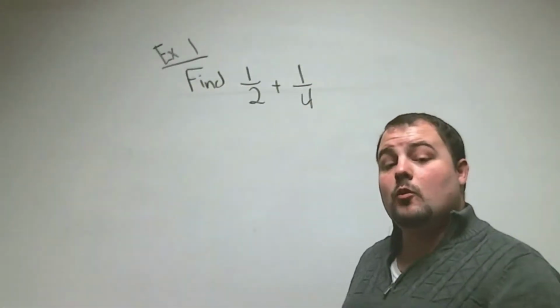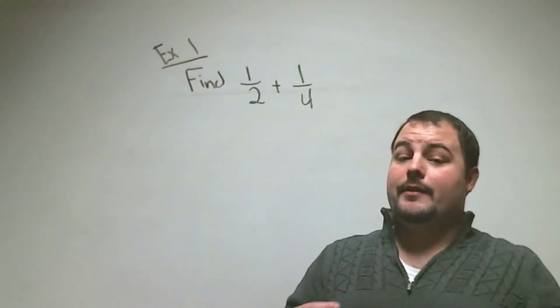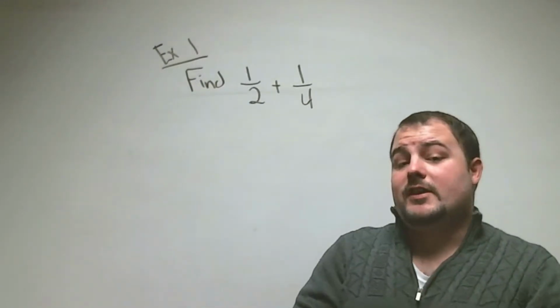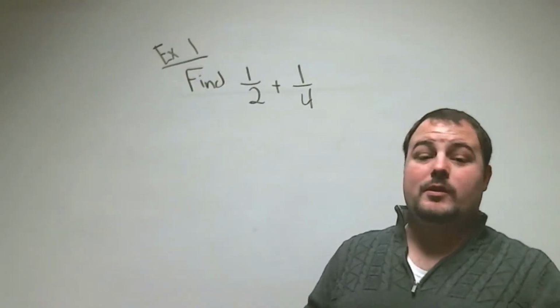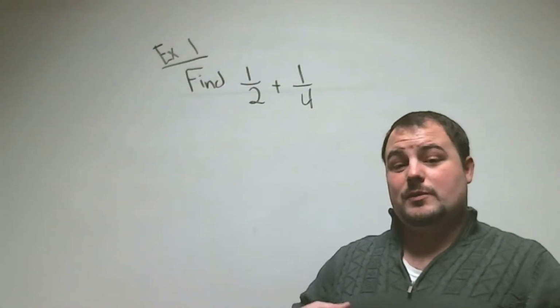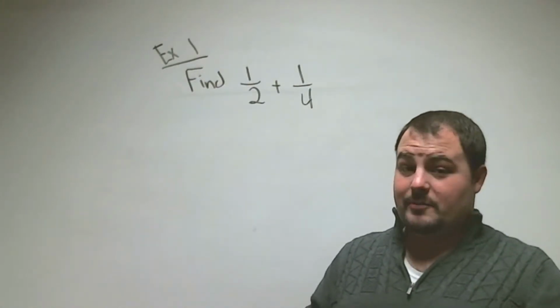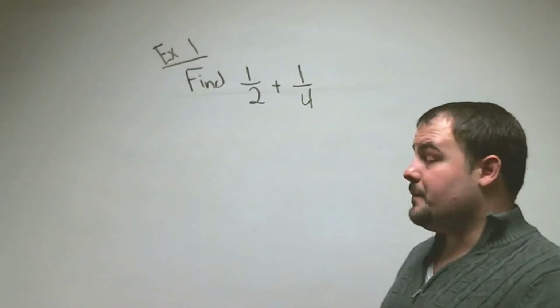Alright, in example 1, we're going to be finding 1/2 plus 1/4. Now, notice right now the fractions aren't the same. Since our fractions aren't the same, we cannot actually add them together, because 1/2 plus 1/4 does not equal 2/6. So what we need to do is make it so that the denominators, or the numbers on the bottom, are the same so we can actually add them together.